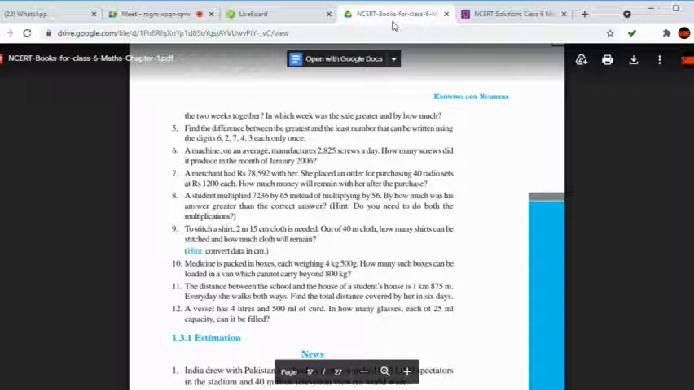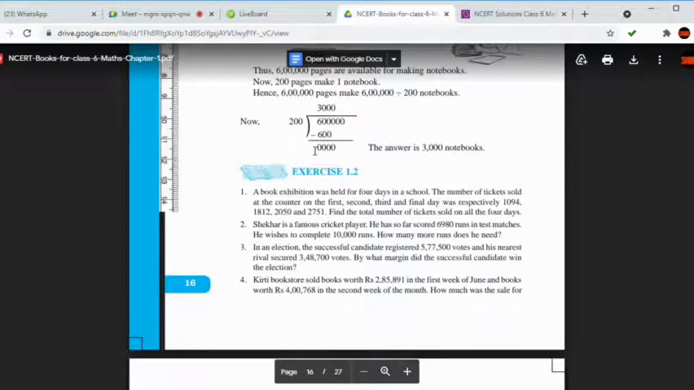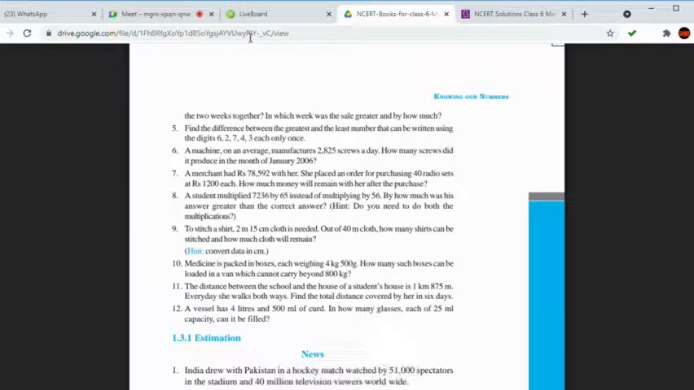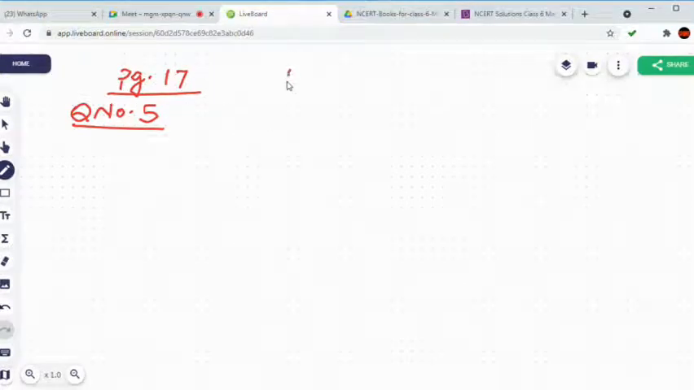Miss, that second one we want the least digit. Each only once means we can't repeat the digits. Miss, it is asked that second one we want to write the least or smallest. I will say, then it is exercise 1.2.